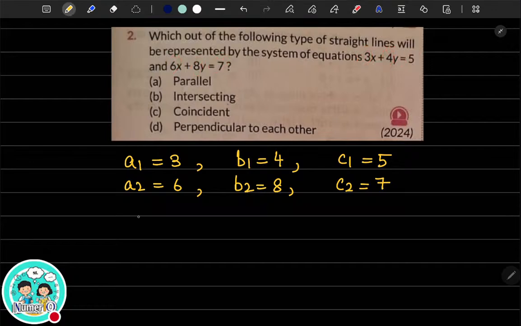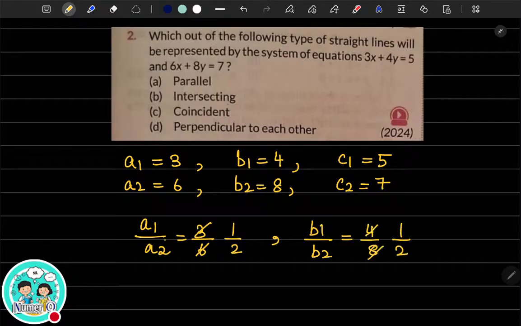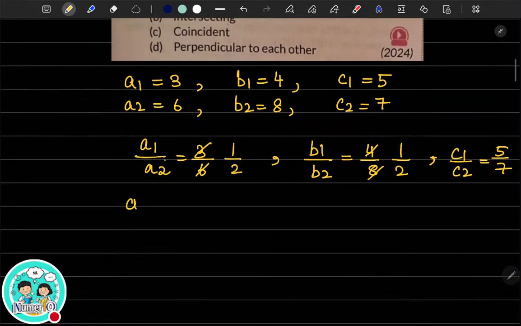Now if you are taking the ratios, so A1 by A2, what is the ratio? 3 by 6, which is nothing but 1 by 2. What is your B1 by B2 ratio? 4 divided by 8, which is nothing but 1 by 2. What is your C1 by C2? You cannot simplify it further, it is 5 by 7. So what are you getting here? A1 by A2 is equal to B1 by B2, but it is not equal to C1 by C2.